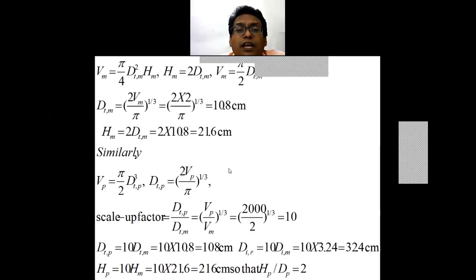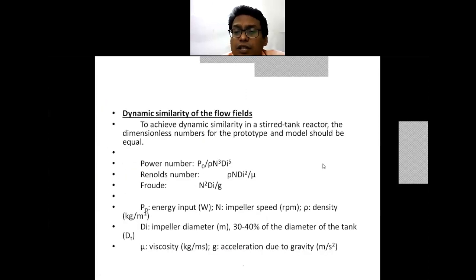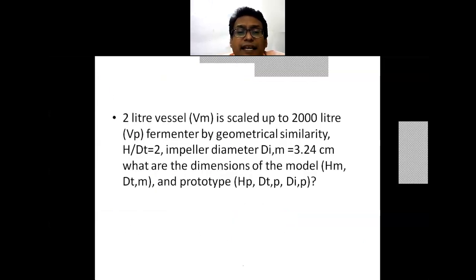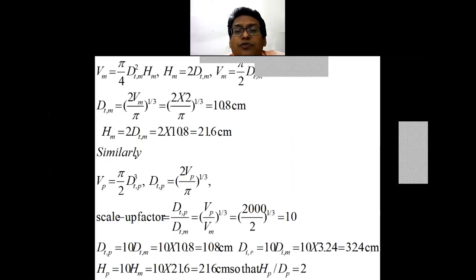So generally, volume is nothing but pi by 4 d square into h. This is our basic formula for calculating the volume. However, in this numerical, it is mentioned as h upon dT equal to 2. So h will be equal to 2 times dT. This is the calculation that corresponds to the model.